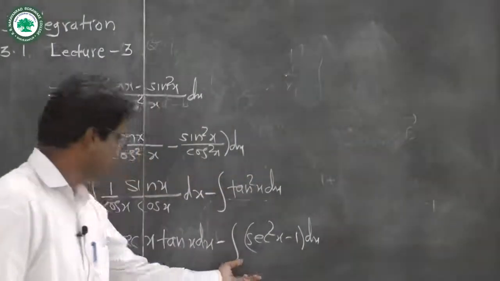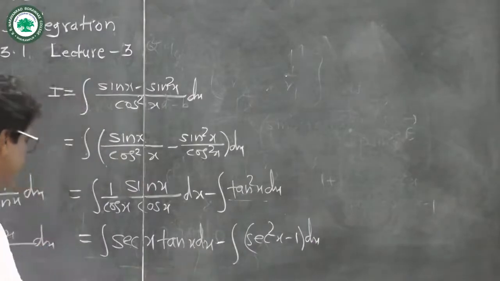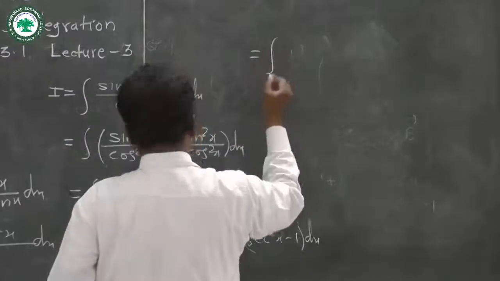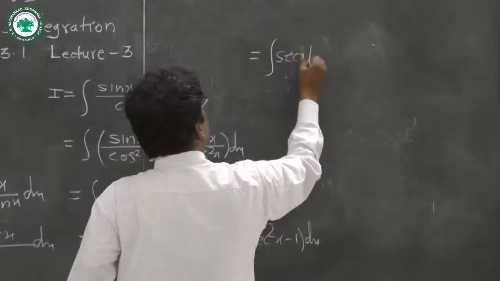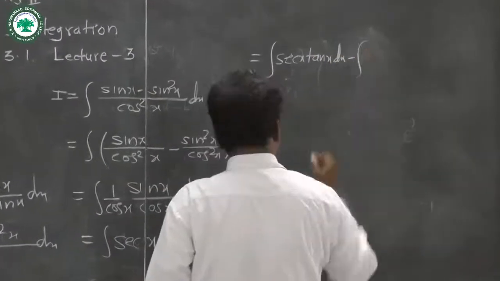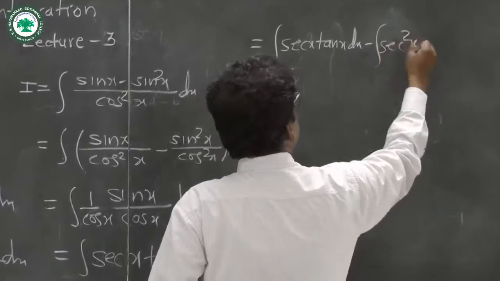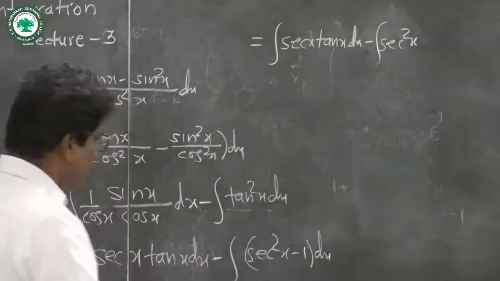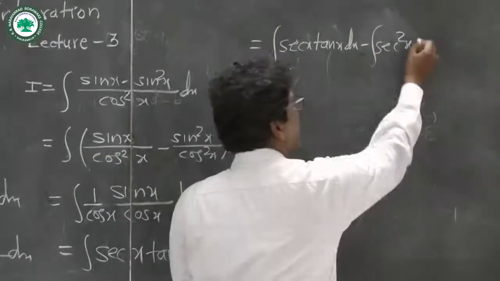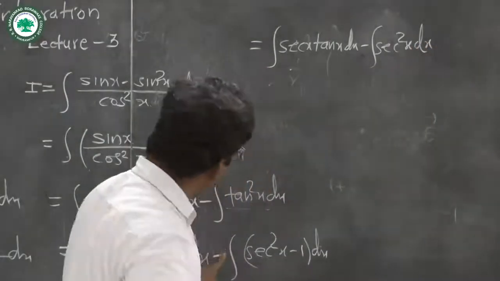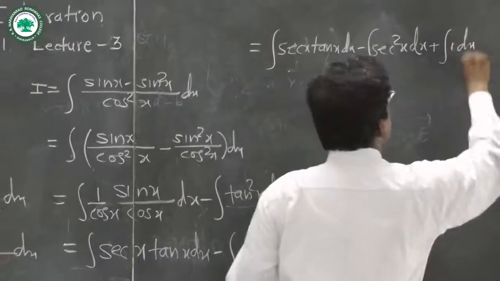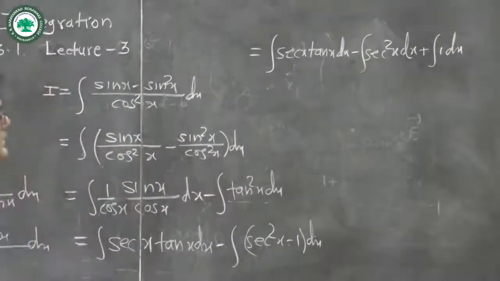Now in the second part, here also separate the integration, and therefore we get integration of sec x tan x dx minus integration of sec square x dx, and this minus minus becomes plus, so plus integration of 1 dx. And now we use the standard formula.